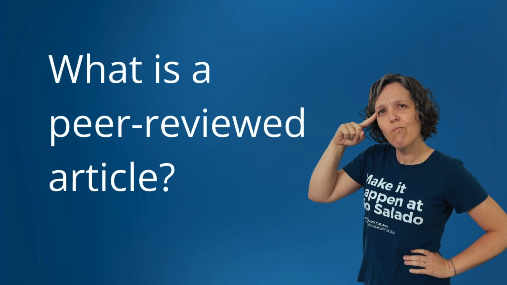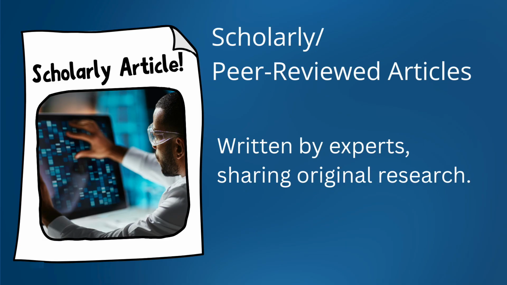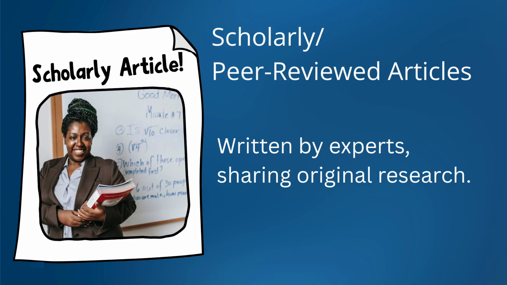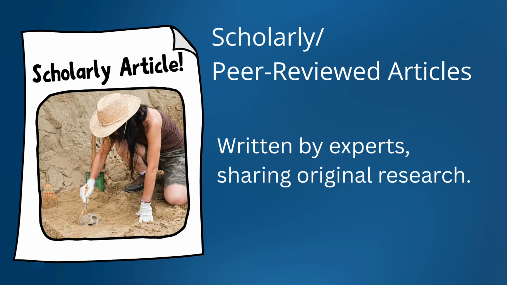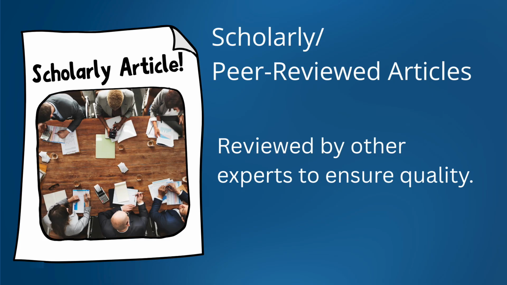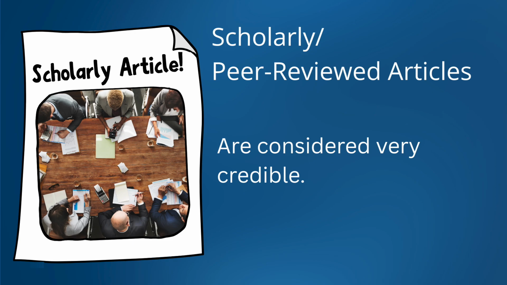So, what is a peer-reviewed article? A peer-reviewed article is generally written by someone who's an expert in a field of study, like professors, researchers, or other professionals, and it usually shares the results of original research. Before it's published, other experts review the article to make sure the methods of research that were used are high quality. That process is called peer review. Because of this, peer-reviewed articles are considered very credible.